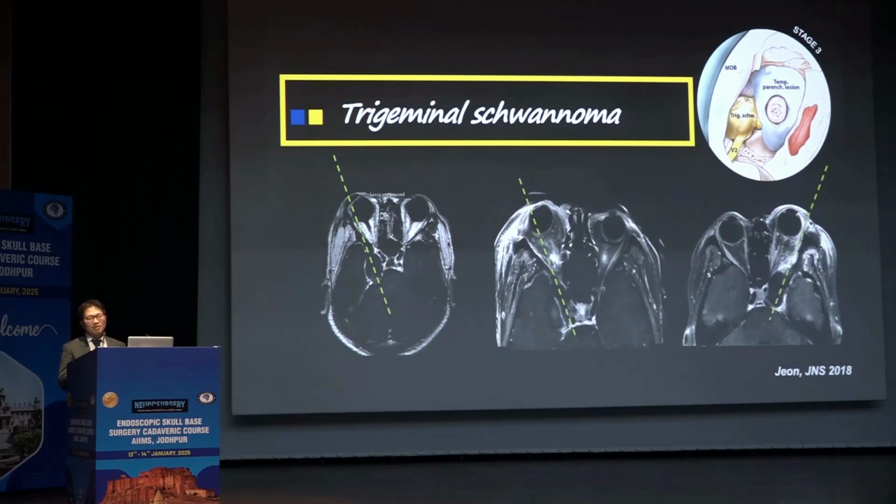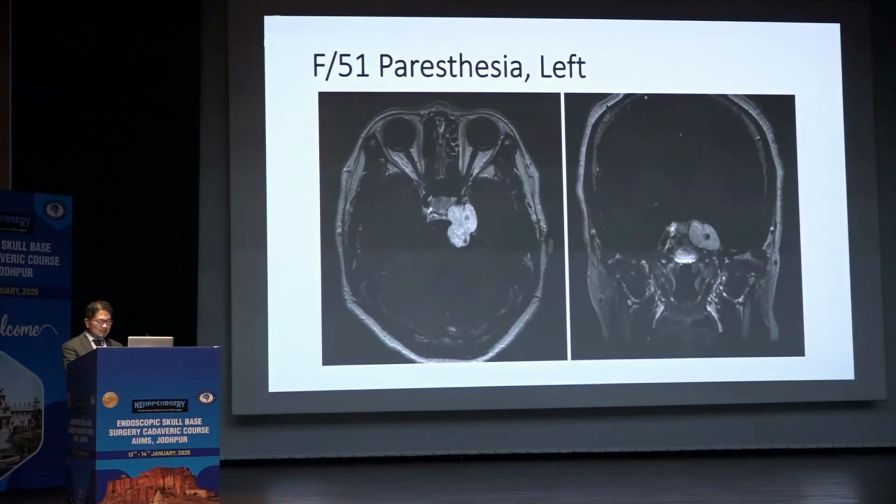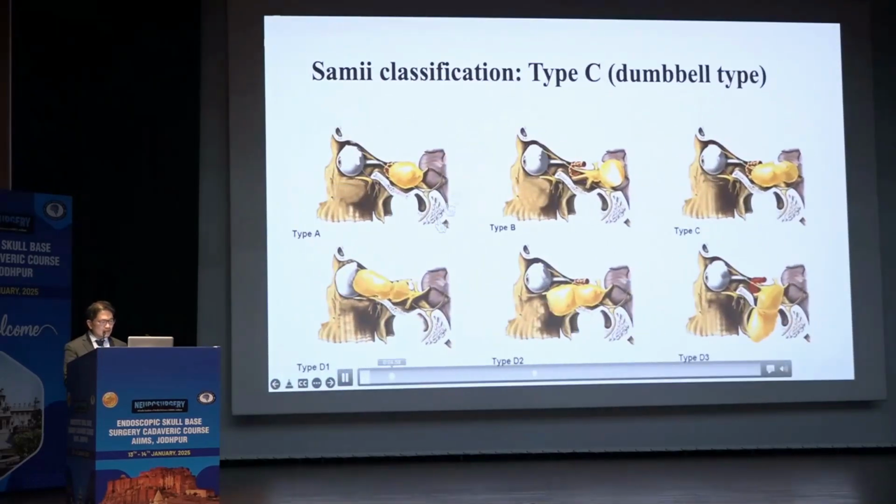Trigeminal schwannoma is the best indication for transorbital surgery compared to the meningioma cases, because the schwannoma is very suckable and easily friable. How about the tumors extending posteriorly into the posterior cranial fossa? We performed transorbital surgery, maybe for type C, the middle and posterior dumbbell type of tumor.